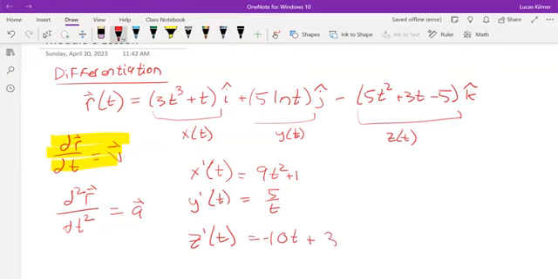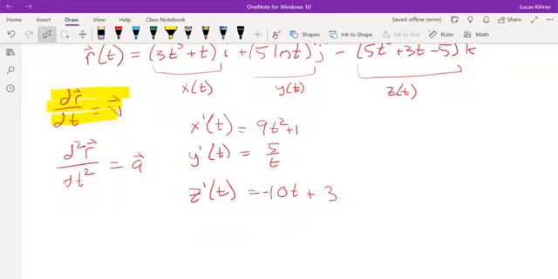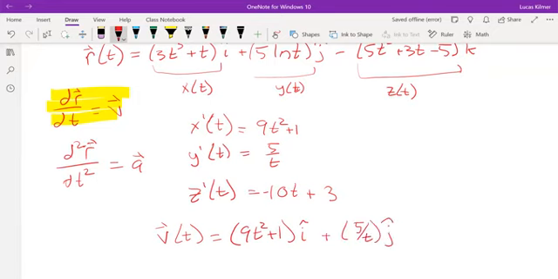We get that t to the 1 gives us a 3. And then negative 5, there's no t in there, so it just goes away completely. So I end up with these three components: the x prime, the y prime, and the z prime. So if our r of t is here, the derivative of that is going to tell us the velocity vector with respect to time, which is going to be 9t squared plus 1 i plus 5 over t j minus 10t plus 3 k.